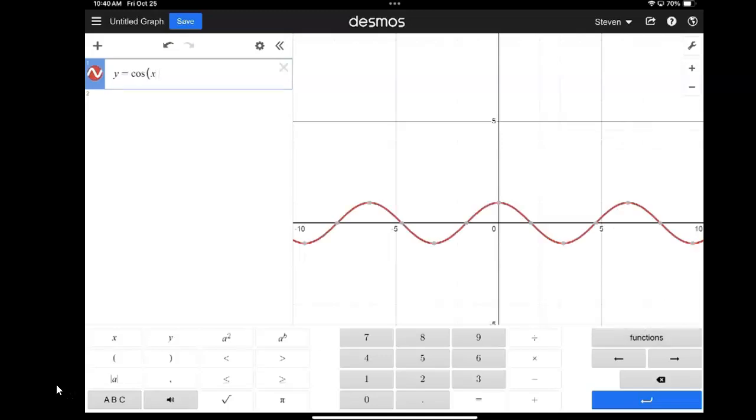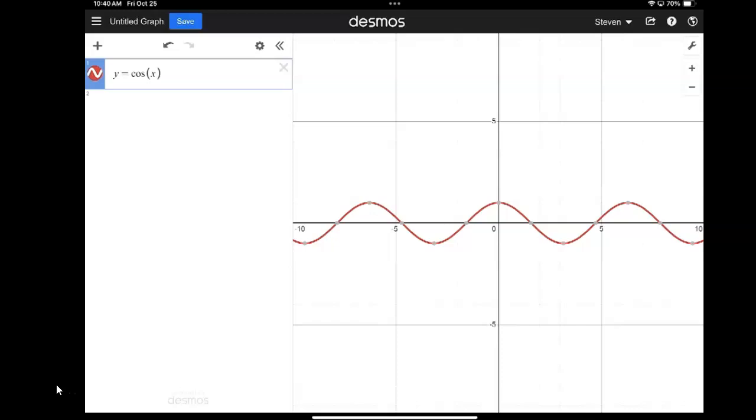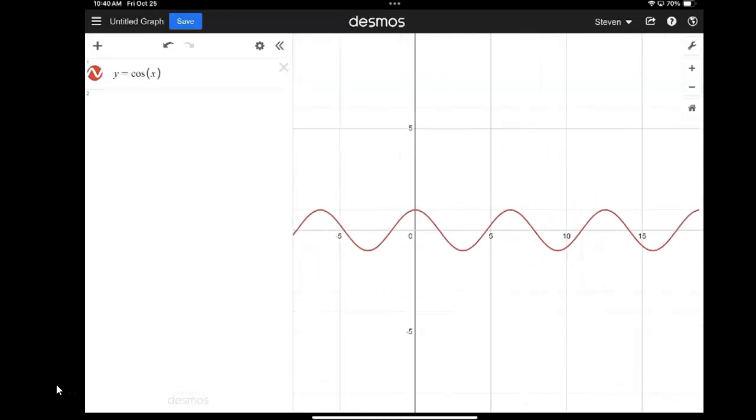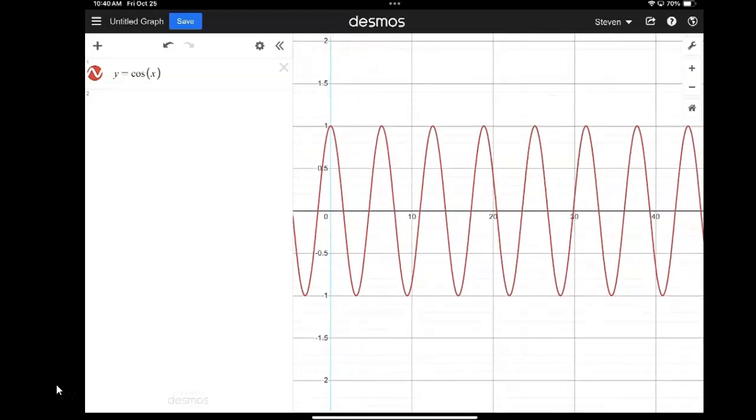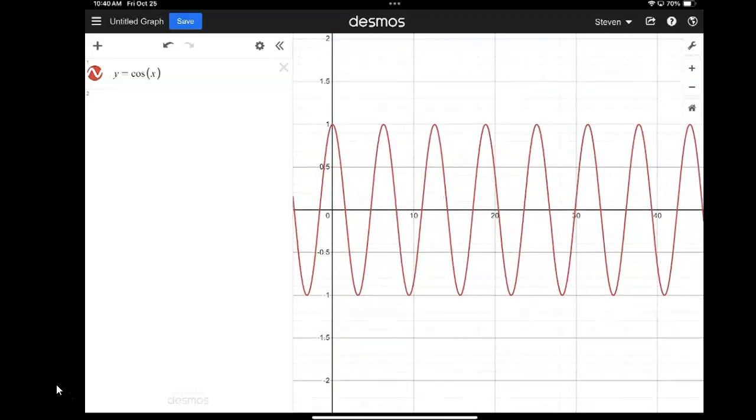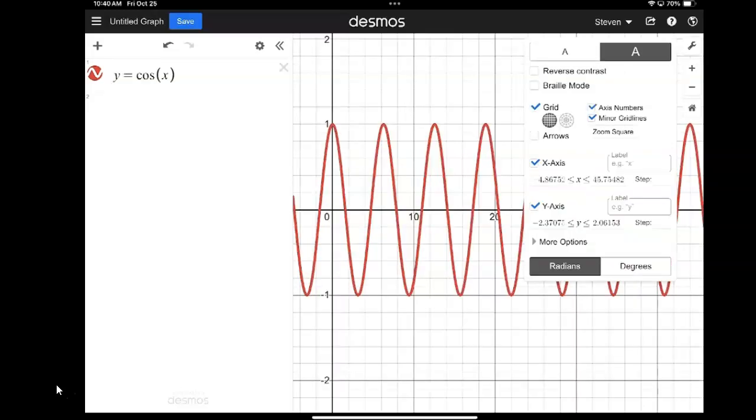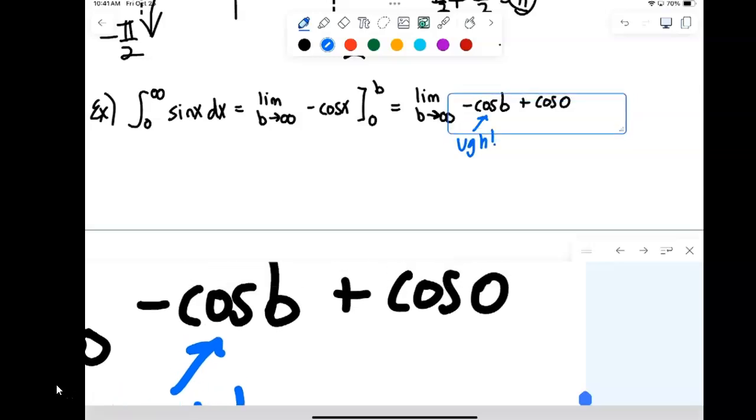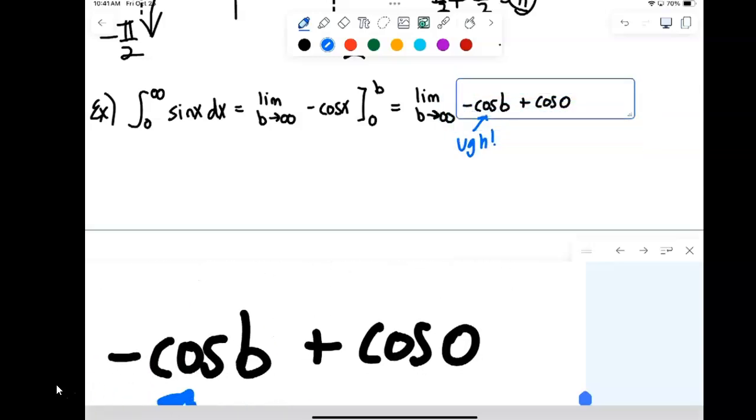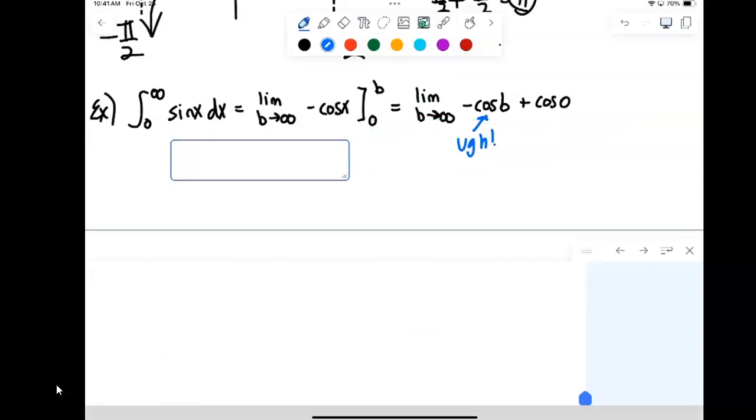Because of that, it continues bouncing back and forth just between -1 and 1 forever. This cosine never settles into anything. This limit of cosine b is not going to actually approach a number like some of our other ones did. And so for that reason, this thing is never going to converge.